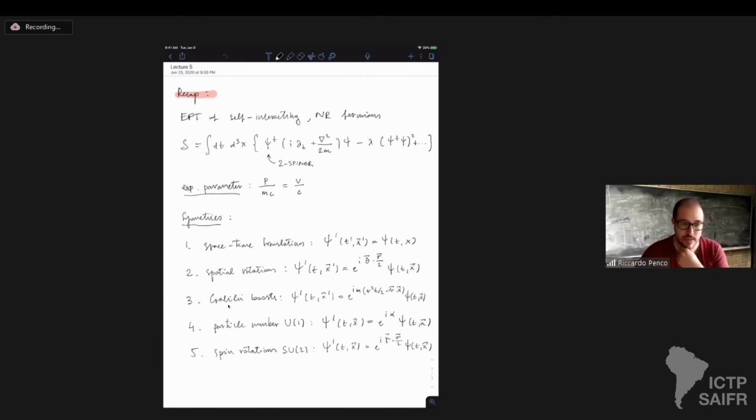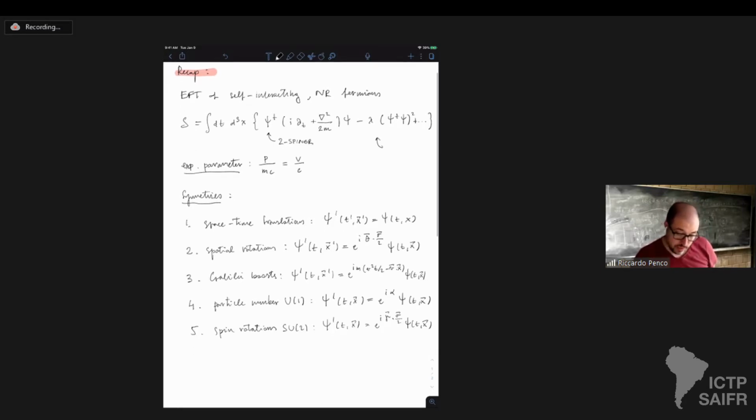So now let's jump right in and continue with our discussion of non-relativistic fermions. Just a quick recap. If you remember, last time we started from a relativistic theory of self-interacting fermions, and we showed how you can match that theory onto an effective theory that is valid at small velocities compared to the speed of light, which involves only a non-relativistic two-spinor. I'm showing here the first few terms in this effective action. We said the expansion parameter is either p over mc or v over c.